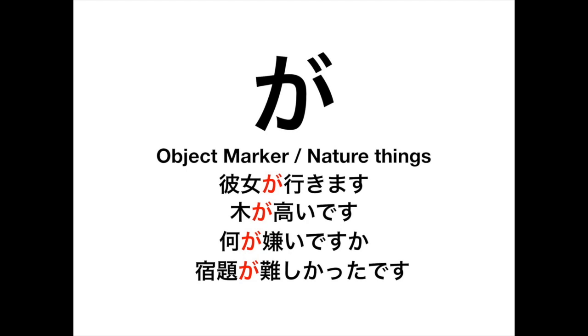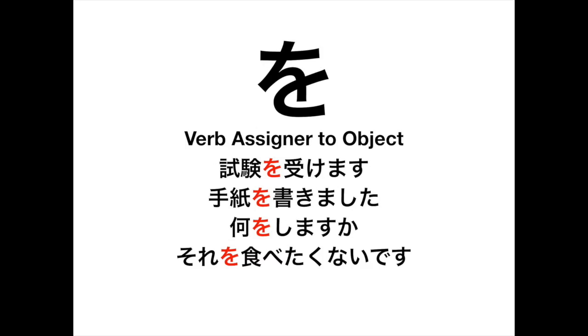Okay, moving on. This one is o, which is a verb assigner to an object radical. Sorry, that was the best description I had for myself. So anyway, here are some examples. And the first one is shiken o ukemasu, which is I receive a test or I take a test.